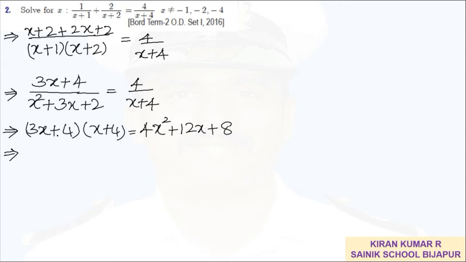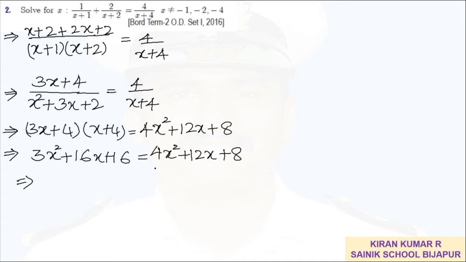Now let us multiply these two. It becomes 3 times x square plus 16 times x plus 16, which is equal to 4x square plus 12x plus 8. Now let us take everything to one side. It becomes x square minus 4x minus 8 equal to 0. Now we have to find the roots of this equation.